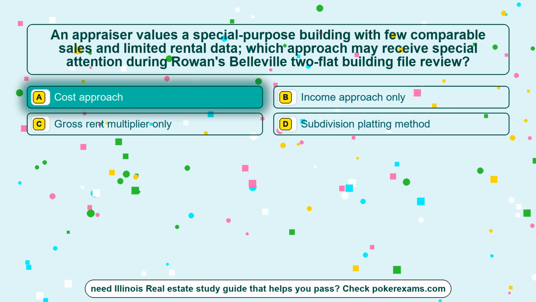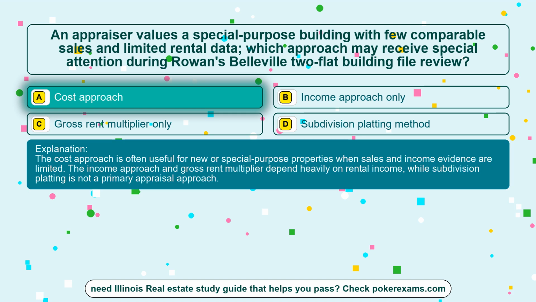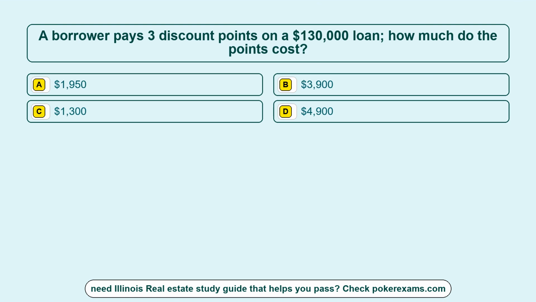The correct answer is option A, cost approach. The cost approach is often useful for new or special purpose properties when sales and income evidence are limited. The income approach and gross rent multiplier depend heavily on rental income, while subdivision platting is not a primary appraisal approach.